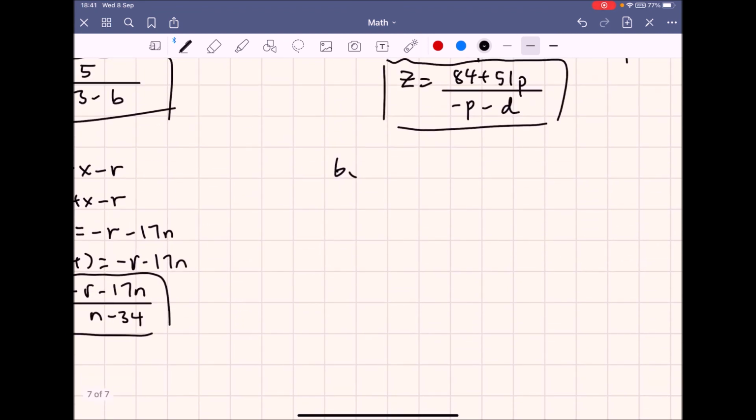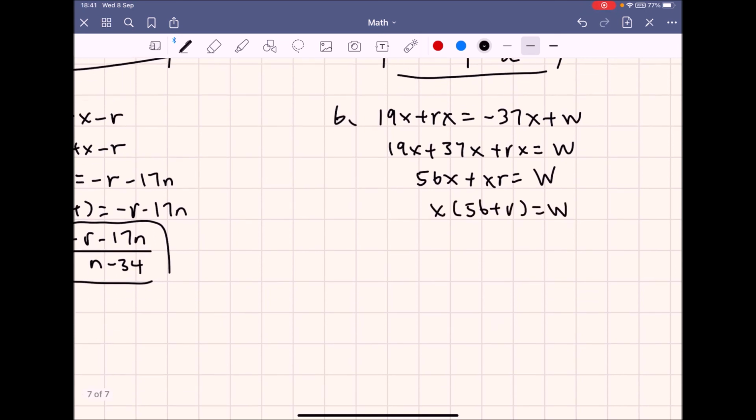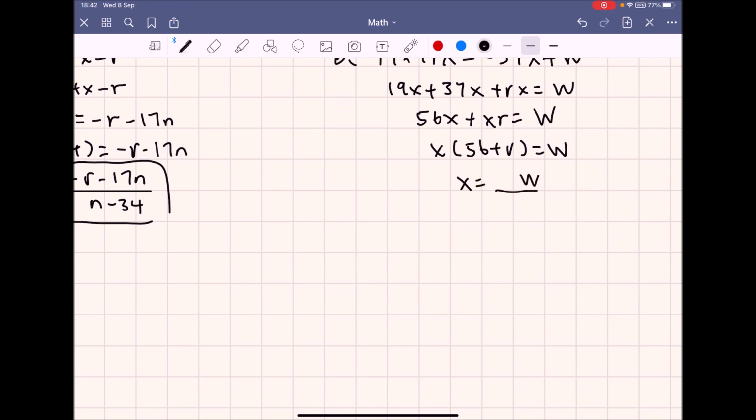And last question for today, 19x plus rx equals negative 37x plus w. You need to solve for x here, so take all the x's and put them on one side of the equation and factor them out. And you can combine the 19x with the 37x and get 56x plus xr equals w, and you factor x out, you get x times (56 plus r) equals w, and x equals w over 56 plus r.